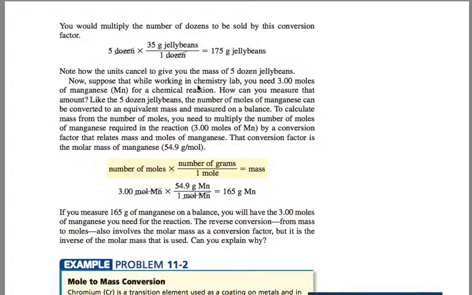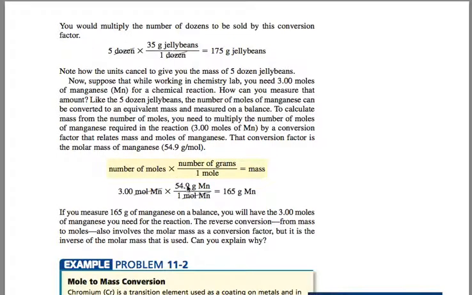Now suppose that while working in a chemistry lab, you need 3.00 moles of manganese for a chemical reaction. How can you measure that amount? Like the 5 dozen jelly beans, the number of moles of manganese can be converted to an equivalent mass and measured on a balance. To calculate mass from the number of moles, you need to multiply the number of moles of manganese required in the reaction, 3 moles, by a conversion factor.